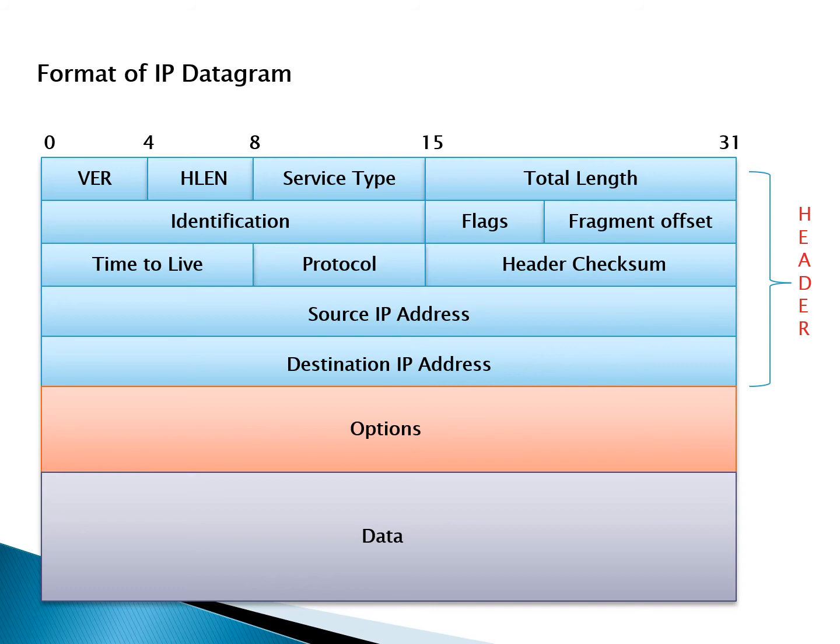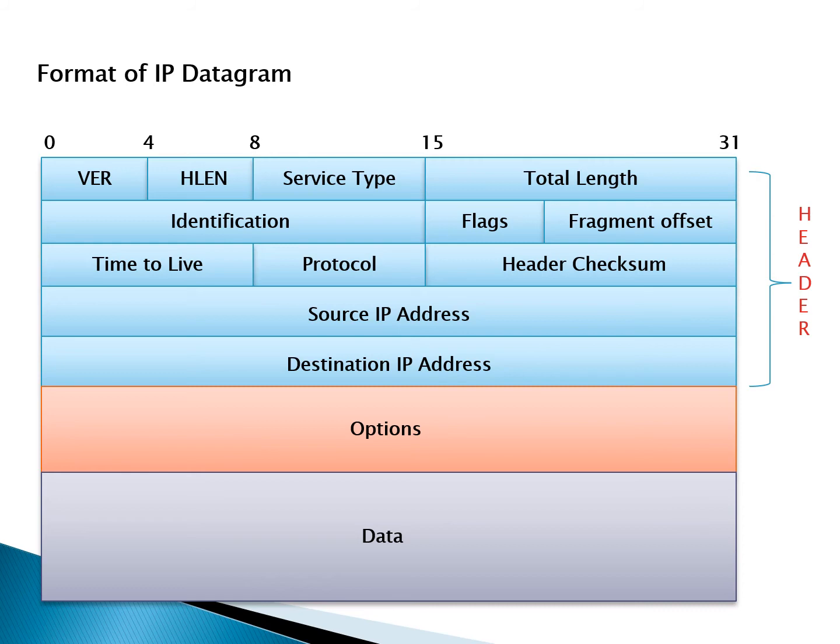Now we come to the fields in the IP header. You can see at the top, these numbers are bit numbers. It starts from 0 and ends with 31, which means in every row there are 32 bits, which means 4 bytes. There are 5 rows in the header, so the header length is 5 multiplied by 4 bytes, which is equal to 20 bytes. Got it?